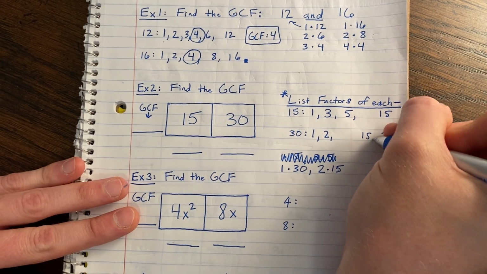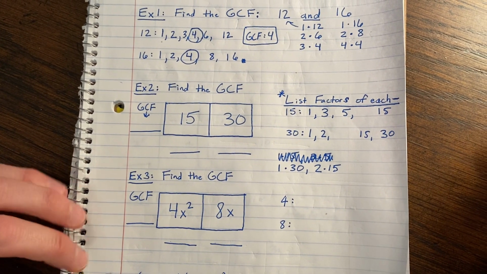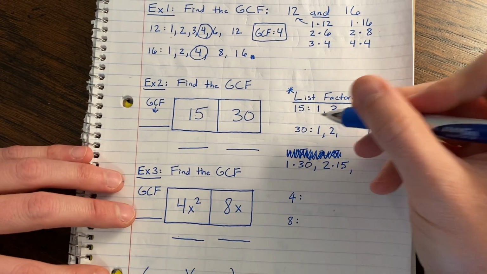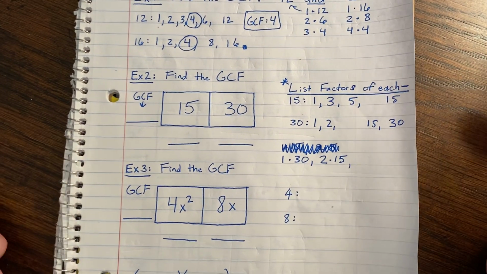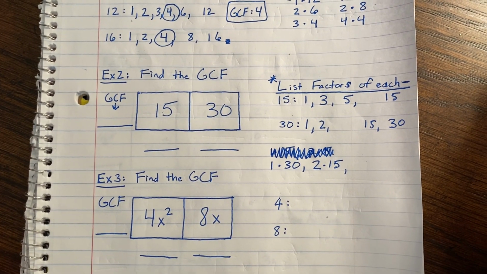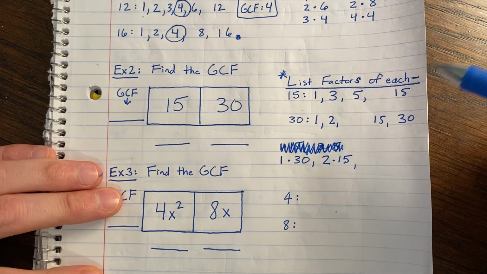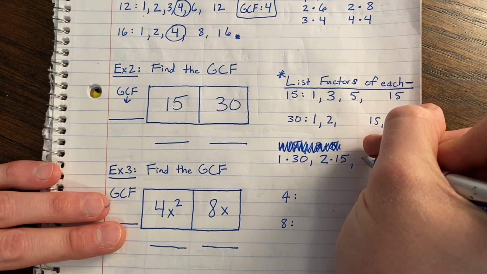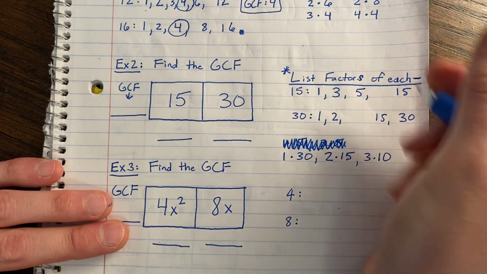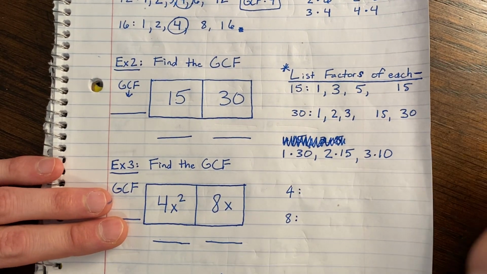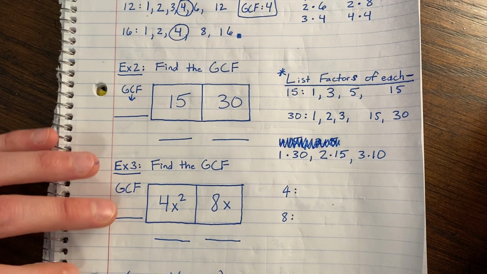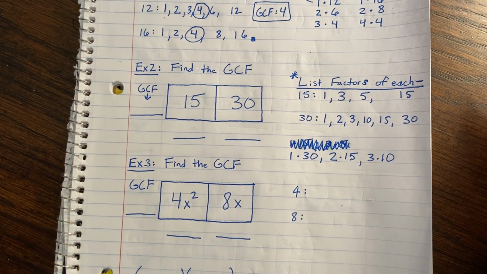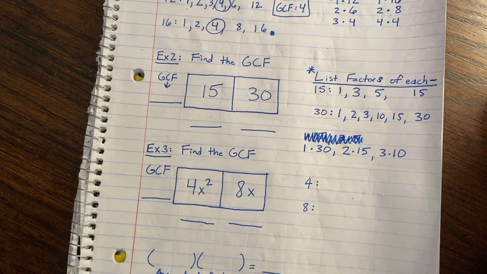So we can list these. Leave yourself some space for some other numbers. I might not have enough space. We'll see. Okay. Then we have, well, let's see, 3. What 3 times what gives us 30? Well, if you don't know, you can always do 30 divided by 3. Well, 30 divided by 3 is 10. So 3 times 10 gives us 30.